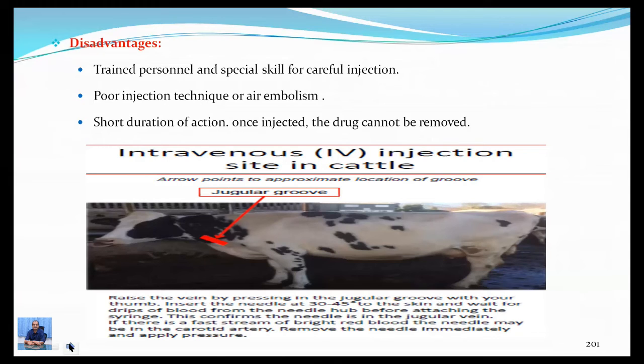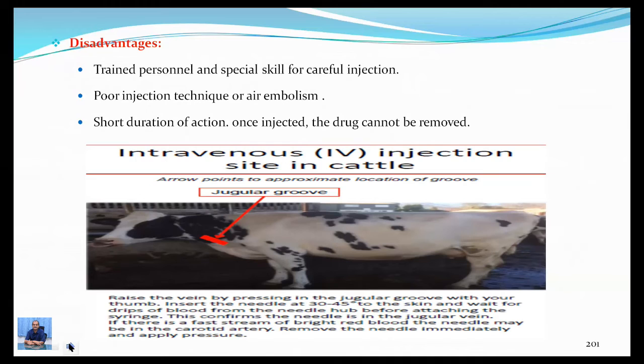Here, in case of cattle, how to give the injections and other things, you will learn in third year or fourth year. Of course, we are going to train you in our clinics. Here we have to raise the jugular vein by pressing the jugular groove with our thumb, and insert the needle at 30 to 45 degrees to the skin and wait for drips of blood from the needle. It should come out, and then you can start the administration. Suppose blood is oozing out of the needle, then this confirms that your needle is present in the vein.